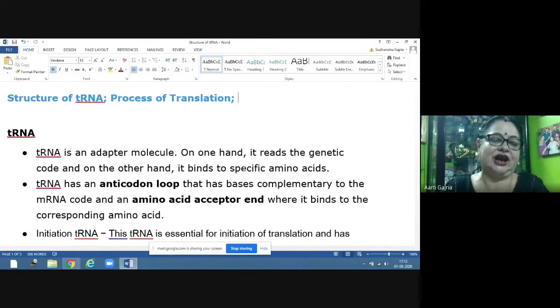the messenger RNA. Now, this transfer RNA has an anticodon loop. There is a loop which is called the anticodon loop. This has bases complementary to the messenger RNA code, and there is an amino acid acceptor end. Two ends are there, the anticodon loop and the amino acid acceptor end. At the amino acid acceptor end, it binds to the corresponding amino acid.